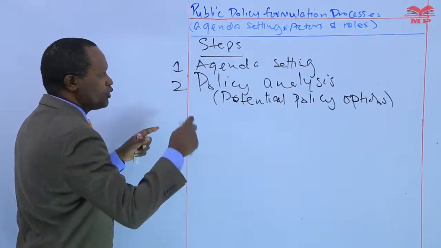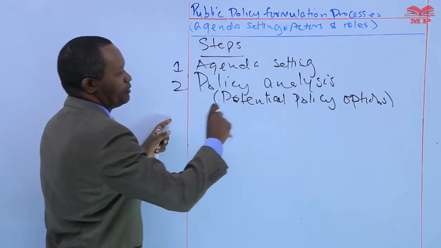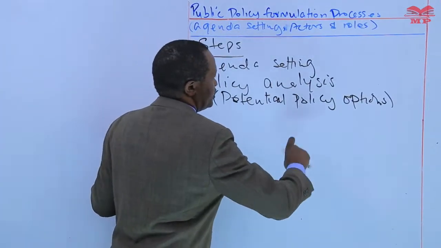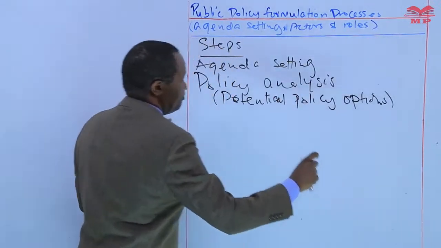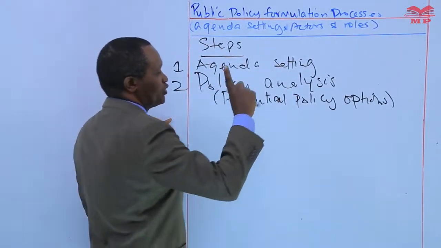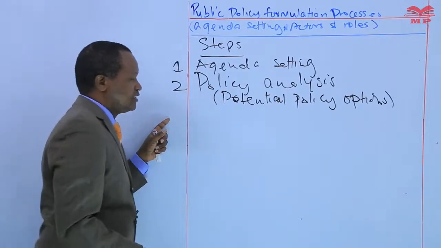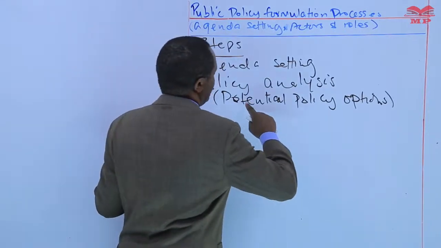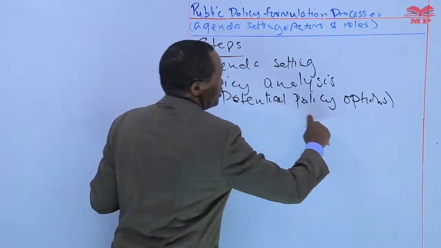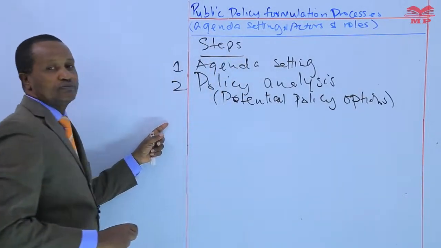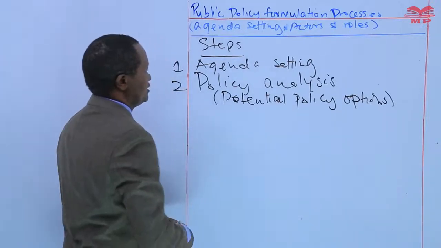I repeat, a problem may have different solutions. One problem may call for different policy options. There could be many alternatives to solve a problem. So before the government settles on the policy to formulate, it has to carry out policy analysis, which is the analysis of the potential policy options. I've explained how that is done.